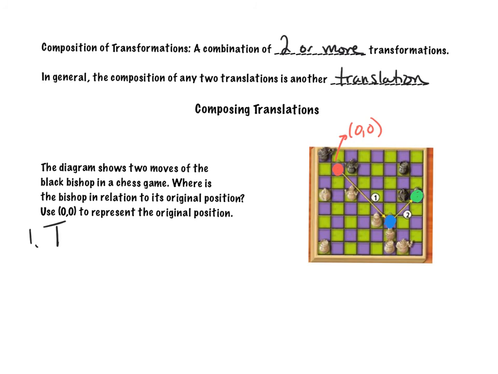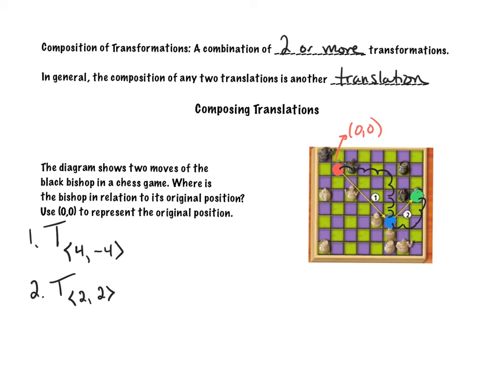I look and say, okay, how far did I move left to right? I went 1, 2, 3, 4. And then I went down 1, 2, 3, 4. So there's my first translation rule. Then I look at my second one and say, how far did I move left to right? I went 1, 2, and I went up 2, so I'm going to have a positive 2. So there's my two translations.